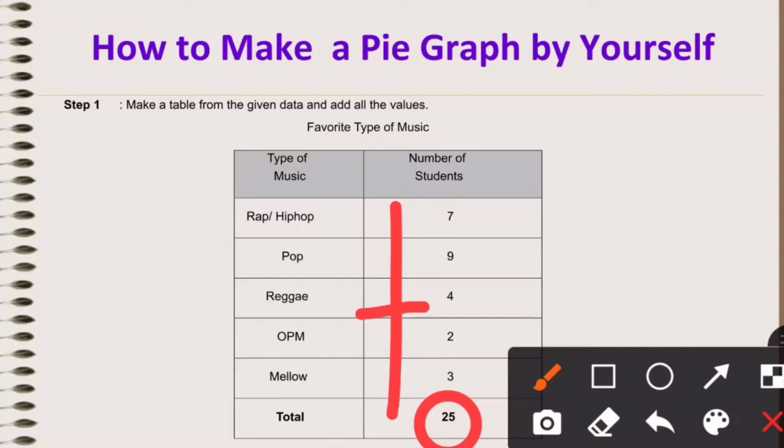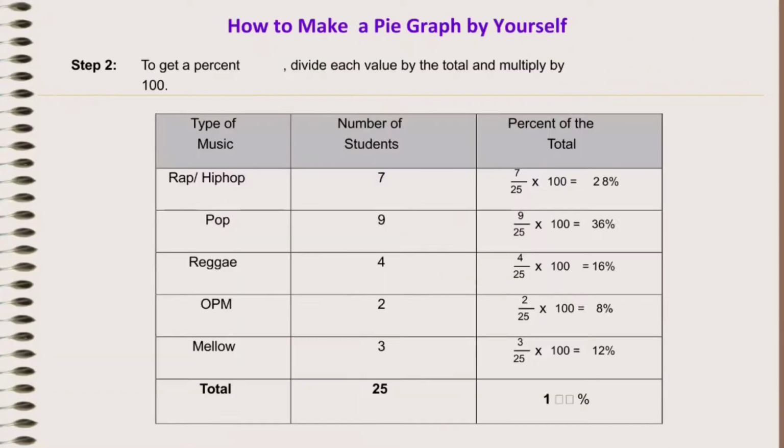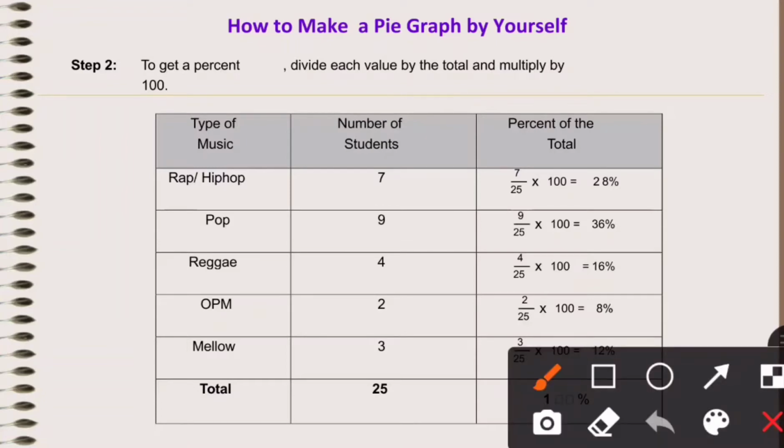After that, let's have the second step. To get a percent, divide each value by the total and multiply by 100. So for hip hop we have 7 and the total number is 25.